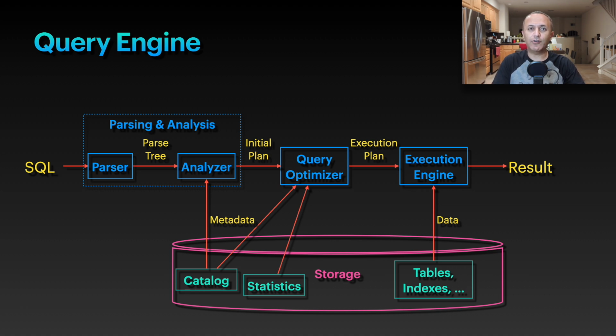This initial query plan goes through the optimizer. The optimizer is then able to come up with other alternative plans and then figure out what the best plan is. This best plan is then taken to the execution engine, which starts executing all the operations of this plan on the data to give us the result that we're looking for. So today we are going to talk specifically about the query optimizer and get into details.